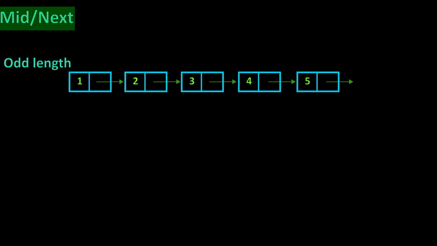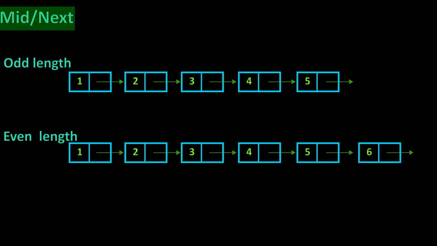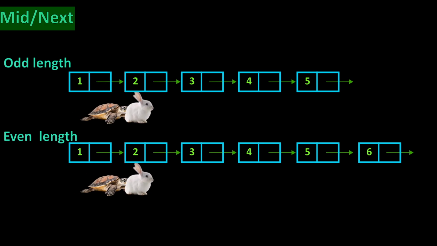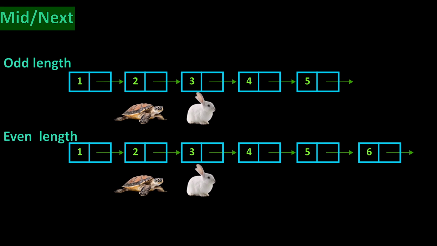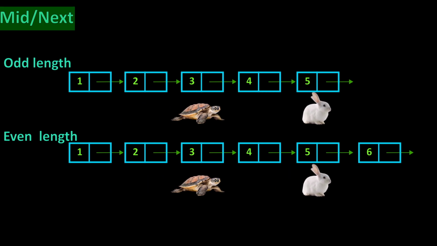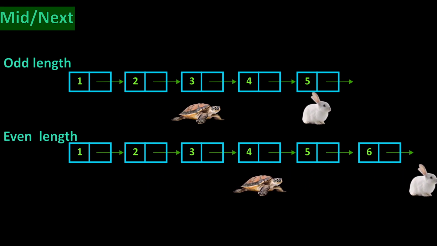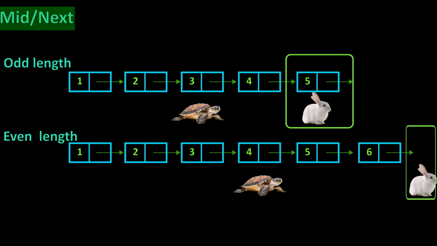First, let's understand how to split the list. Consider both an odd length and an even length linked list. Initially, both the tortoise and rabbit are at the same position. Now, move the tortoise one step forward and the rabbit two steps forward, until the rabbit reaches the end or just before the end. In an odd length list, the rabbit stops at the last position. In an even length list, the rabbit stops at none.